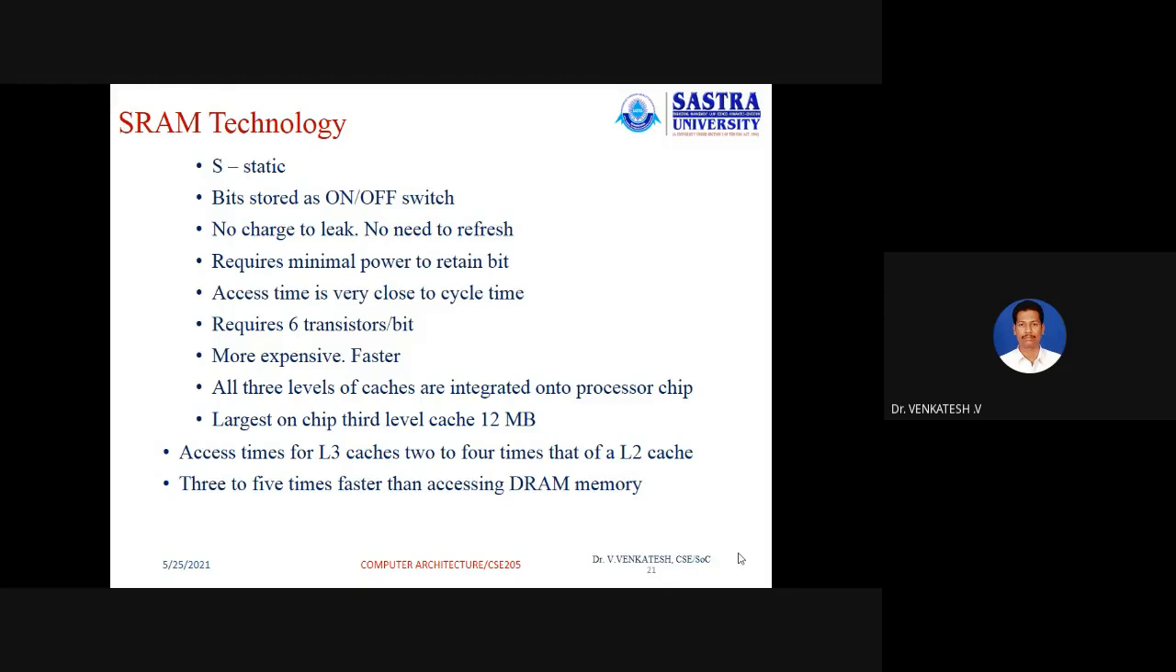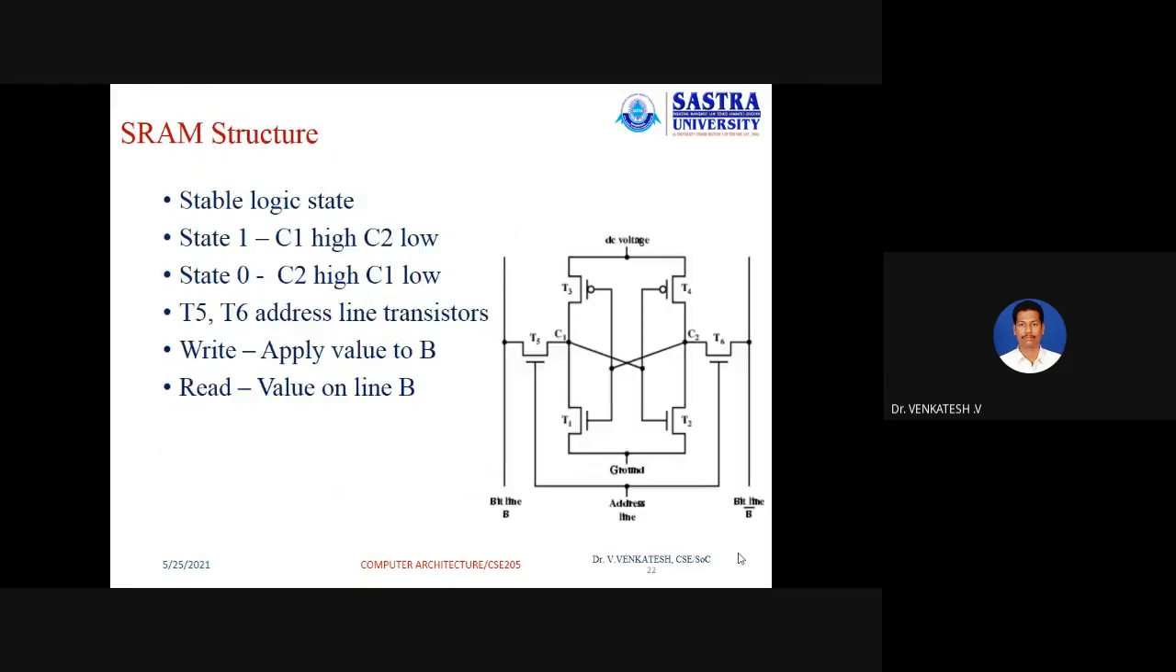Coming to SRAM, it is static RAM, and transistors are used to store one bit, on and off. It has 6 transistors, and its access time is very close to the cycle time. All these are very important characteristics. One important drawback is that we are going to use 6 transistors, so the cost is going to be high. Okay, any doubts? Next we move on to SRAM structure.